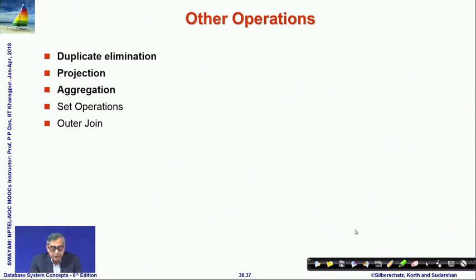A couple of other operations which are often required are duplicate elimination, because duplicate records cannot be kept, duplicate in the sense of records which match in the key field. Duplicates will often happen in the result when we do projection. We will also need to do aggregation, set operations, outer join and so on. So, the first three we will quickly outline.